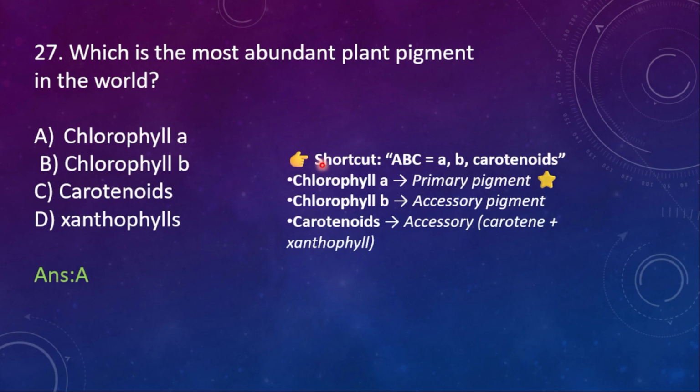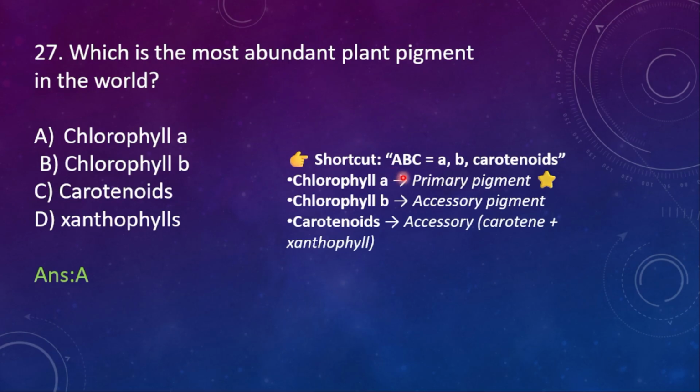A shortcut to remember the primary pigment, accessory pigments, and necessary pigments: A, B, C. That is chlorophyll A, chlorophyll B, and carotenoids. Chlorophyll A is the primary pigment because it absorbs and is the main reaction center. Chlorophyll B is an accessory pigment. Carotenoids and xanthophylls are also accessory pigments.